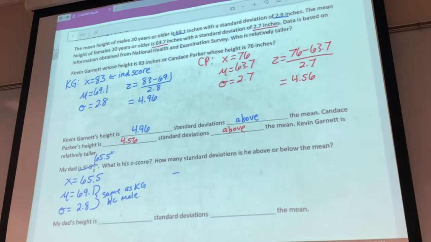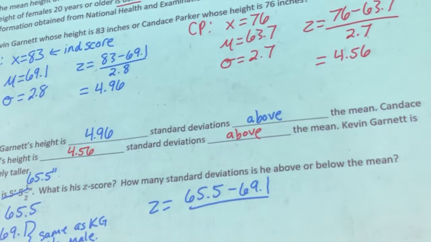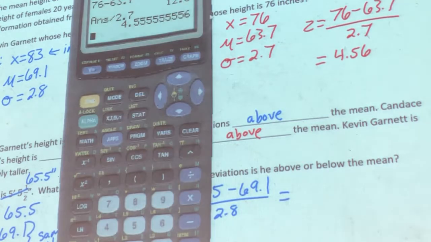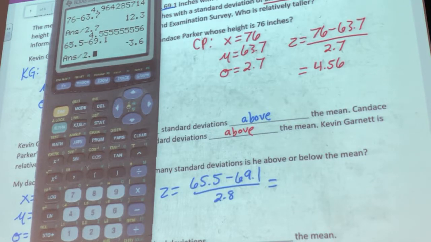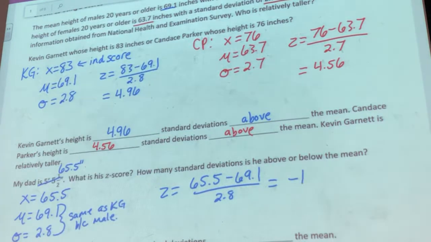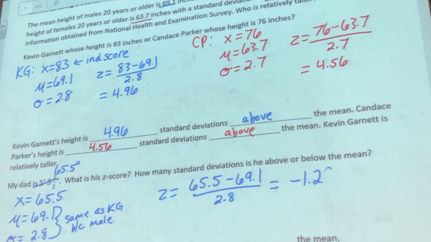Now if we plug his into the z-score, we get 65.5 minus 69.1 over 2.8. Let's put that in our calculator. So now I'm getting a negative number, a negative 1.29 in my calculator.